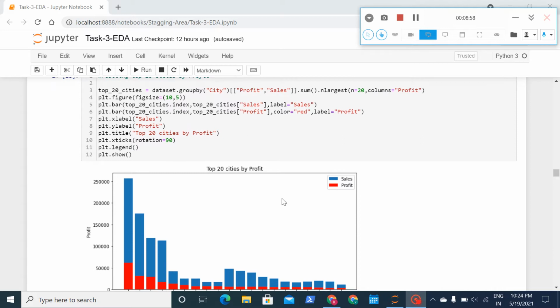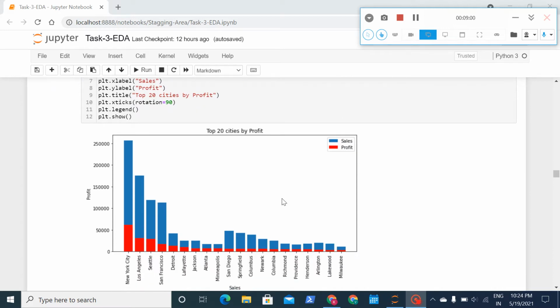I will be plotting here the top 20 cities by profit. We can see that this blue color bar represents the sales and the red color represents the profit. We can see that New York City has the highest sales and highest profit, right? Also, we can get an insight that if the sales is high, the profit is also high. So the sales has to be improved to get more profit.